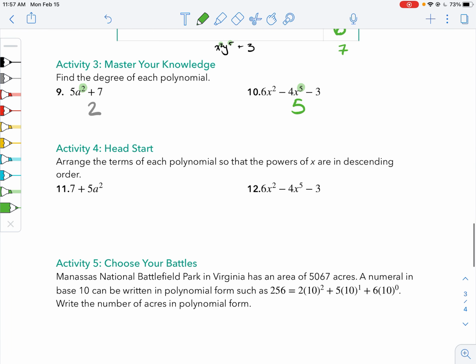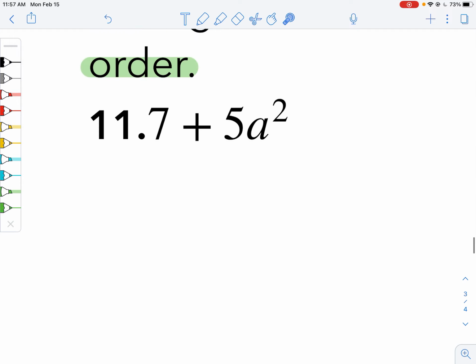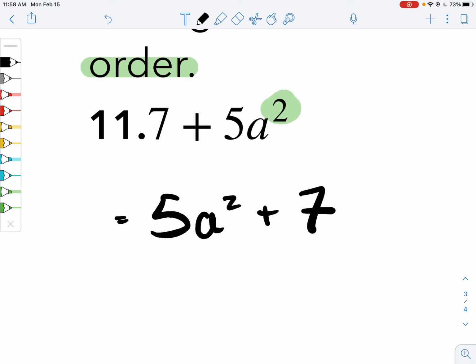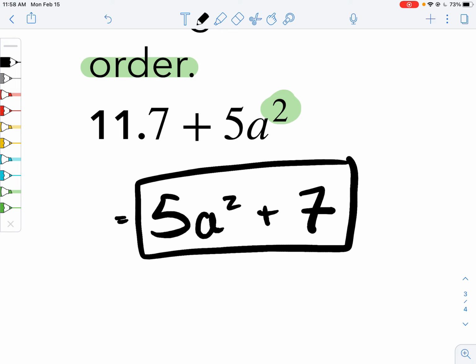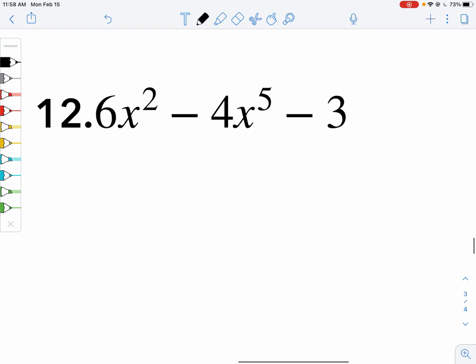Now sometimes it's easier to find the degree when we have the highest exponent out in front, and in fact that's the convention that we want to follow. We always want to have the powers of x in descending order. So start with the biggest and go to the smallest. And that's how to get a correct answer, is your exponents need to go from biggest to smallest. So if you give me an answer like this, that will not get full credit. You need to look at the exponents and write them in order. So that's the same thing as 5a squared plus 7. Like this.